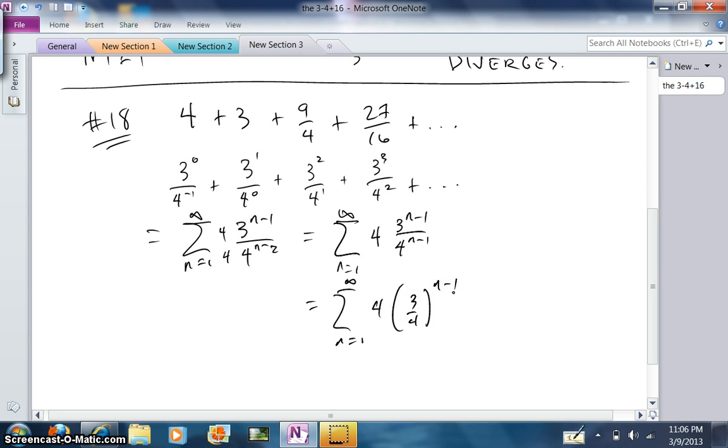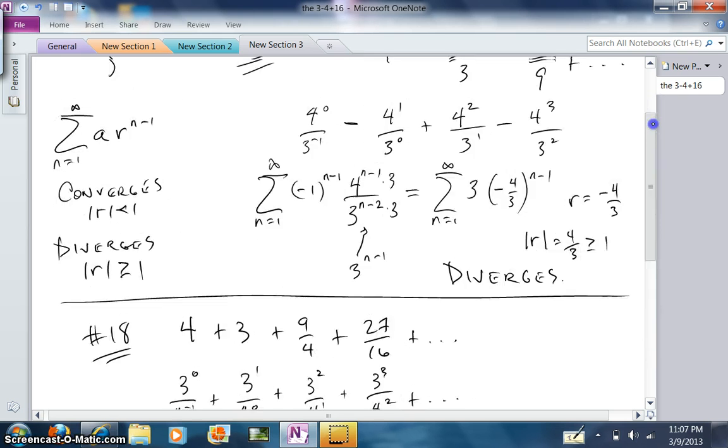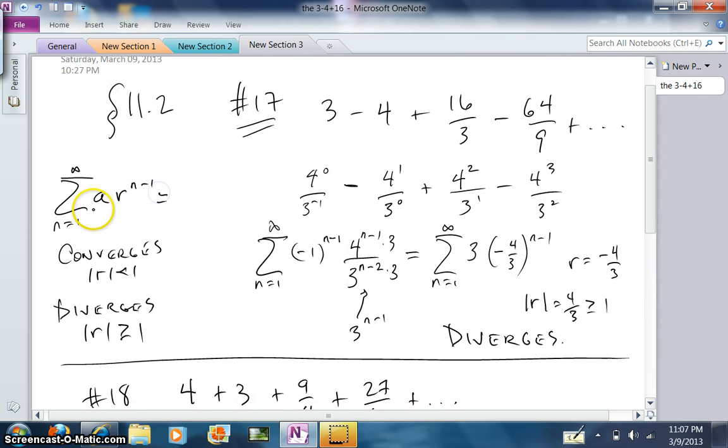Okay, so that's definitely a geometric series. We have r equals 3/4. The absolute value of r is less than 1, so this converges. Now the problem asks us to find the sum, so let's find the sum. The sum of a geometric series is equal to a over 1 minus r. That's the formula, so if you know a and you know that the absolute value of r is less than 1, it will converge to this value.